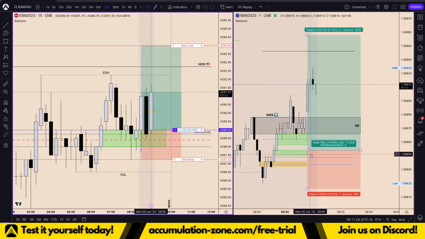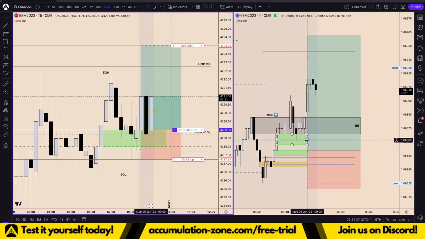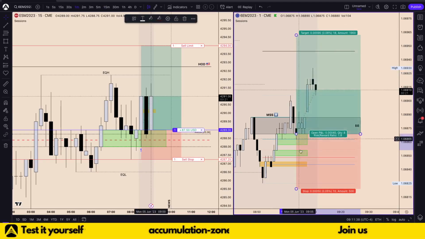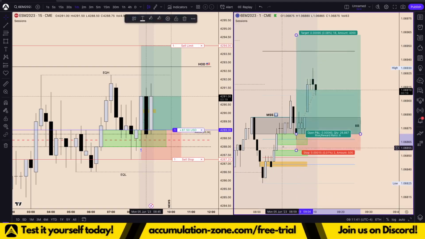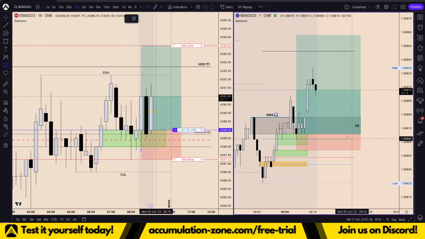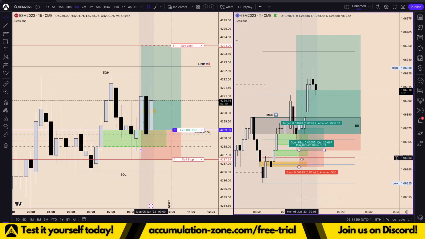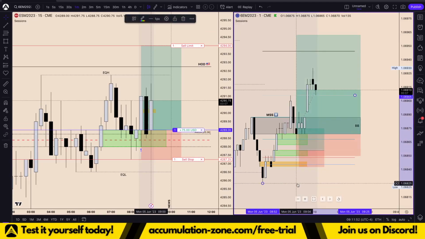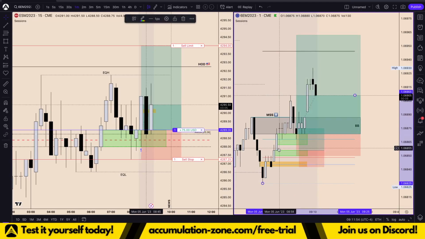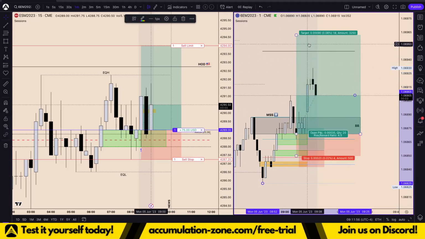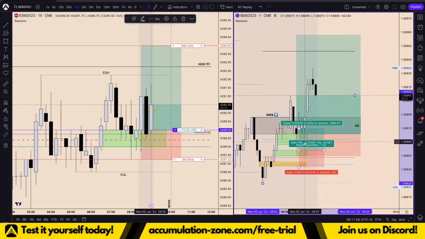I just got a message from a friend of mine, and he took that breaker block entry right here, or basically this upper fair value gap. This is where he took his entry, and he usually places his stops like this. So if he's stopped out on this trade, he would immediately enter on this trade with his stop one tick below the low of the candle that created the fair value gap. And right now he's running in some profits. That's very nice.